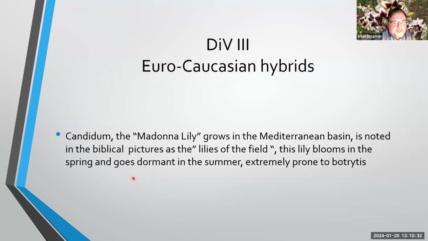And as Judith says, what did you say, Judith, about the lilies of the field? Actually, they were not, but it sounded good. They brought Madonna lilies back from the Crusades. Lilies in the Bible just means flowers, but so many people associate it with the Madonna lily. You always see it as the symbol of Mary in the religious art from the Renaissance. Now, Candidum blooms in the early spring, and it goes dormant in the summer. And as we're going to find out, it is extremely prone to botrytis.